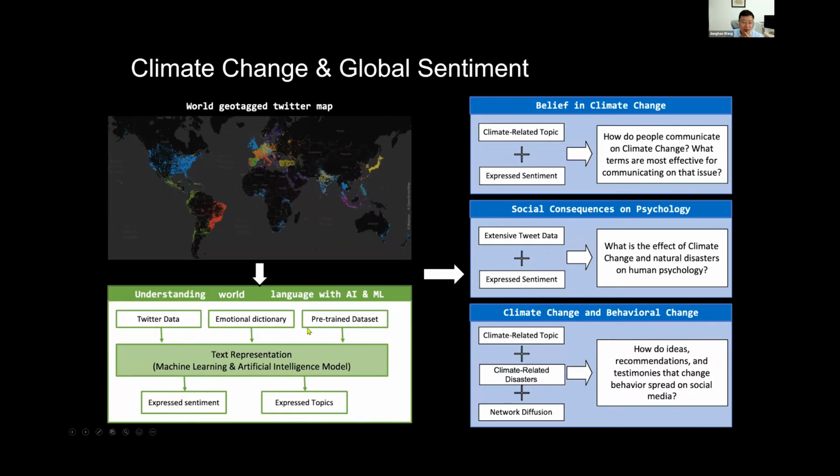By using the techniques we introduced before, we want to study the following three questions. First, about the belief in climate change, using text analysis to study how people communicate on climate change topics. What terms are most effective for communicating on this issue? We also want to study the social consequences of psychologies globally. Last, we want to study climate change and behavioral change, not only the text, but also humans' mobility behaviors using geotext social media posts. We want to study the behavioral changes.